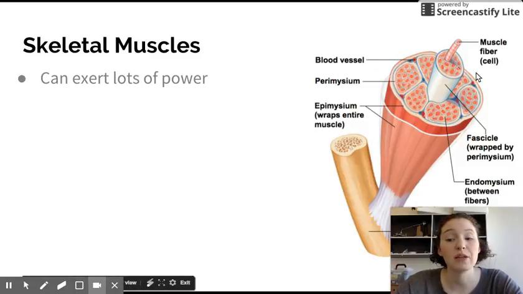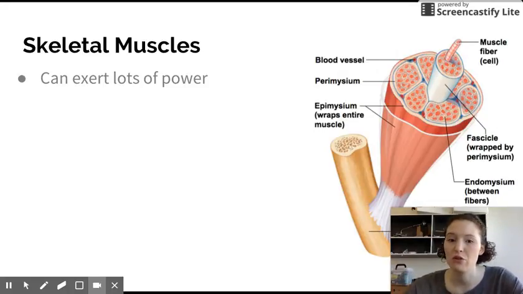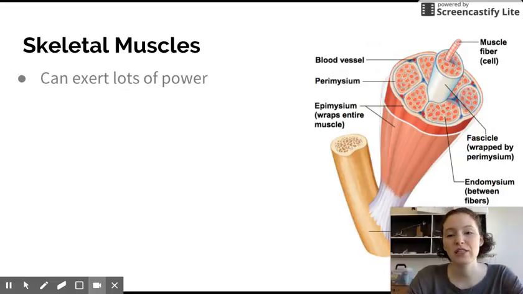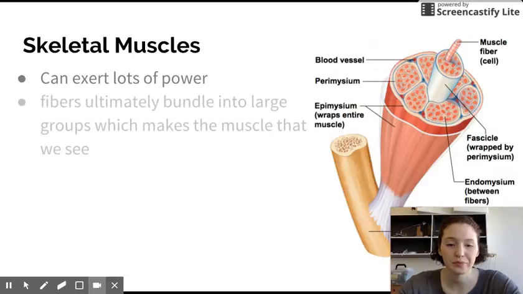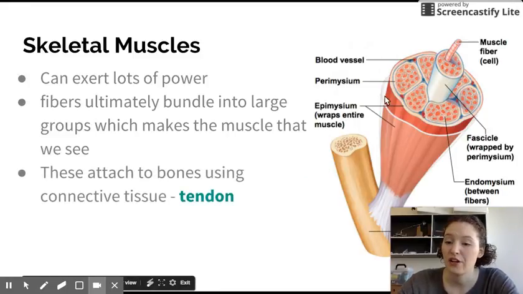Because we have bundles and bundles of them all together to make single muscles, like our organ muscles, we can lift things that are significantly heavy or move things that are significantly large without tearing our muscles that frequently, because they're all working together. These fibers bundle into large groups, and these make the muscles that we see. They're covered in connective tissue, as you can see here, and then they attach to bones, again, by a tendon, which is a type of connective tissue.